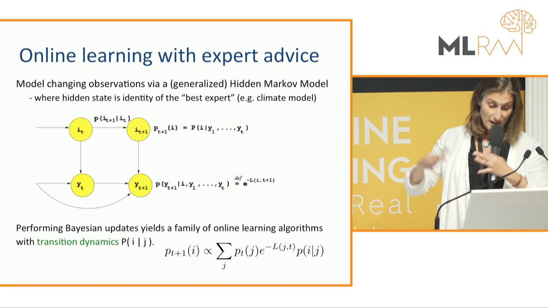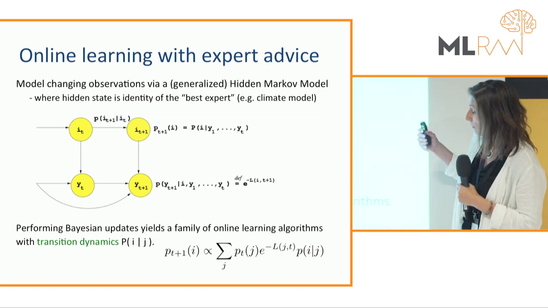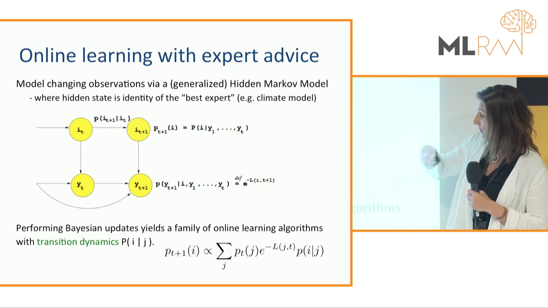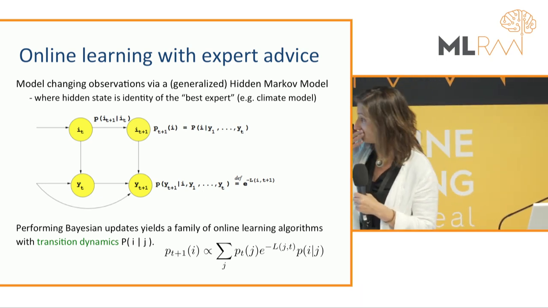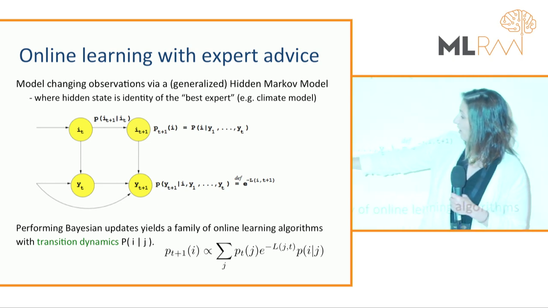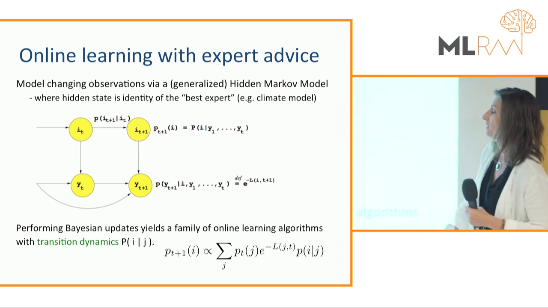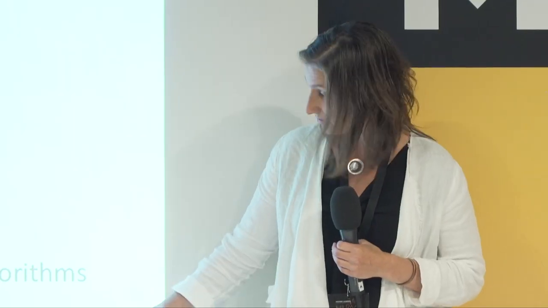But to get a whole family of online learning algorithms called multiplicative weights algorithms, they just fall out as Bayesian updates of this graphical model defined as follows. Whatever your loss is, just your squared difference between predicted and observed if you're doing this climate application, just view that as the negative log likelihood of the observation, so as the emissions probability given which expert is best, and allow dependence on past observations. You get this as your Bayesian update. I haven't talked about the transition dynamics, okay? But this gives you a family of online learning algorithms.